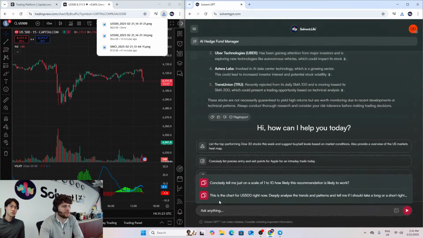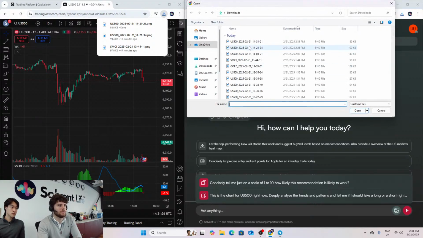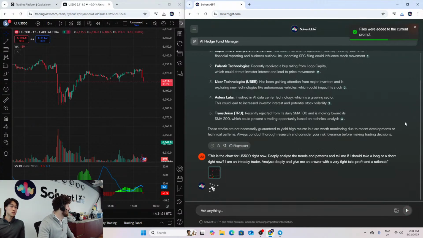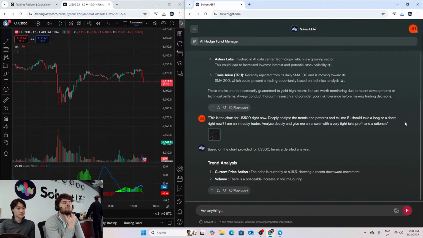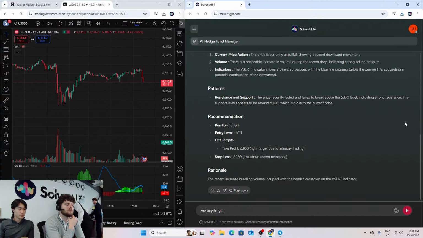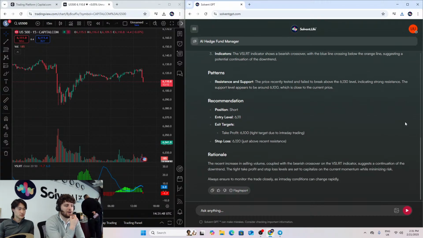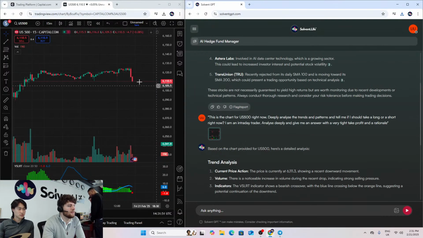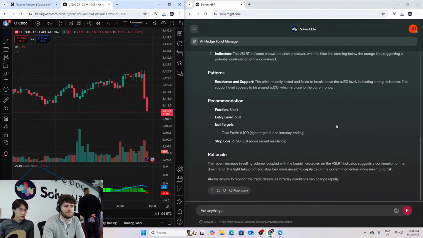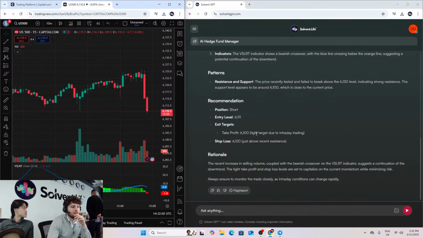Download image, new chat. And to attach it. This is the chart of the US 500. See what it gives us. Recommended we take a short. Well, let's go in. Tight target.